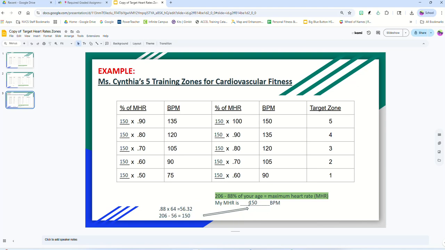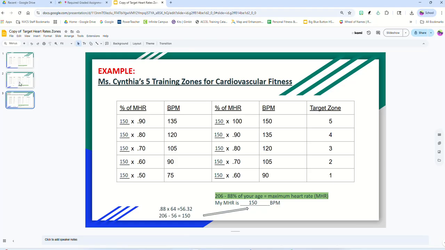And notice I transferred it over here. Okay? So one more time, ladies. Whatever your age is, 12, 13, 14, you're going to substitute it for the 64. So you're going to put 0.88 times whether you're 12, 13, 14 right here. Multiply those together and you're going to get this number here. Then you're going to take that number, which is here, and subtract it from 206. And you're going to come up with your own number, which is your maximum heart rate that goes here. Okay, so hopefully you've gotten that far.